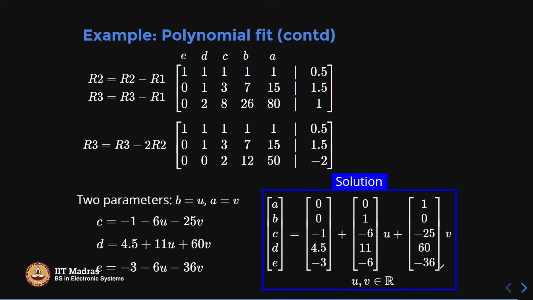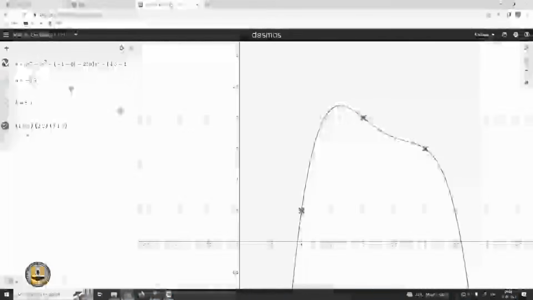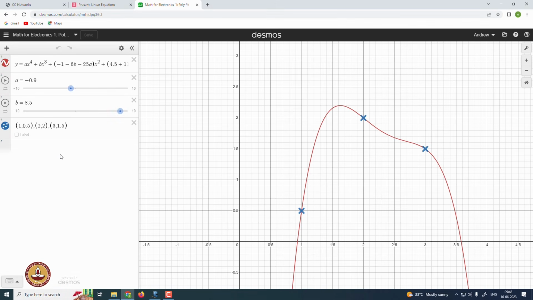Okay, you might wonder, is this really true? Because that's how we started the problem, no? The polynomial fit. Let's go to Desmos and verify that this is true. So let me go to Desmos. You can see what I've done here in Desmos. I have my 3 points, (1, 0.5), (2, 2), and (3, 1.5).